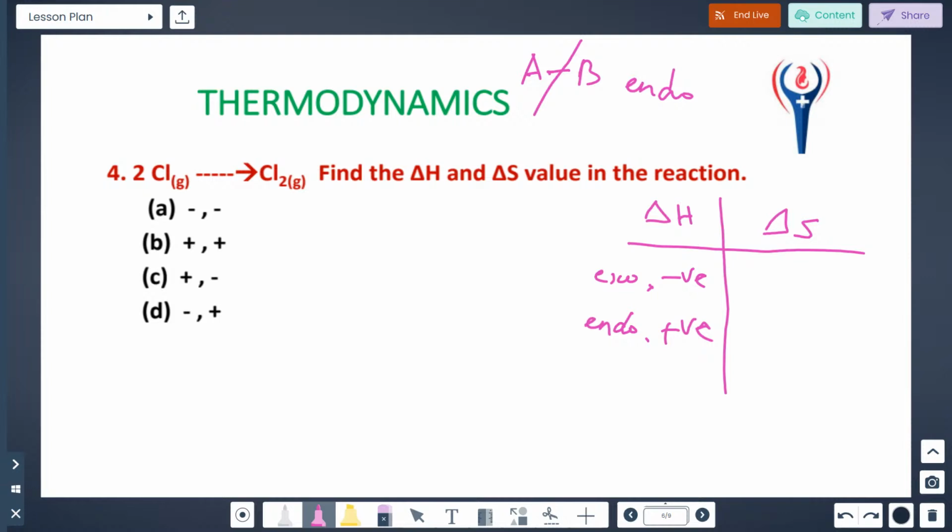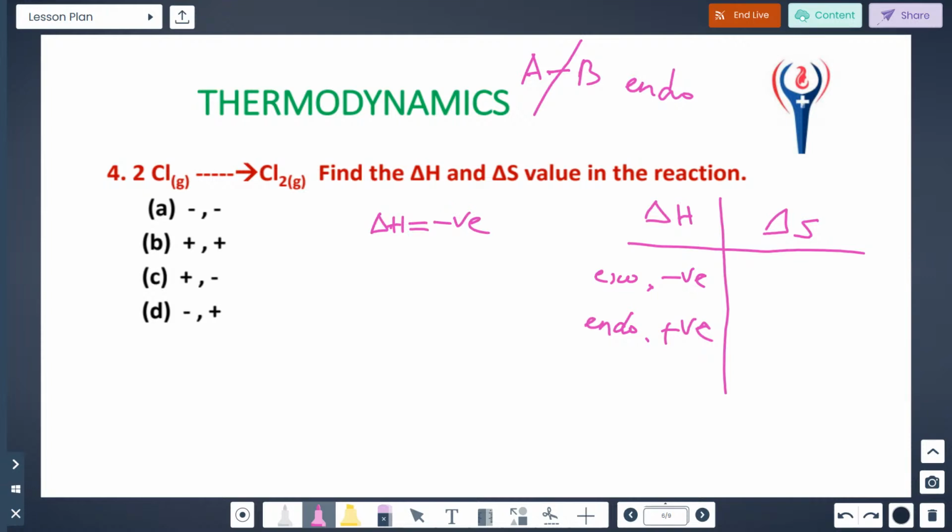During bond formation, the del H value is always negative. So del H is negative. Understood? Are you following? During bond formation, del H is always negative. Now come to del S.